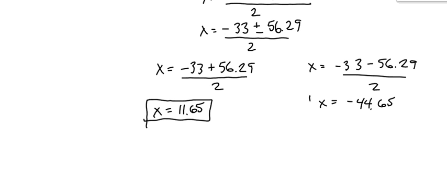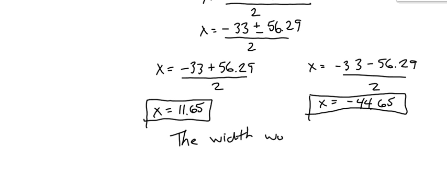These are my two mathematical answers, as I was saying, before the announcement came on. This one doesn't make sense. I can't have a negative strip. So this is my answer. The width would be 11.65 meters. Let's take that number back up and check it.